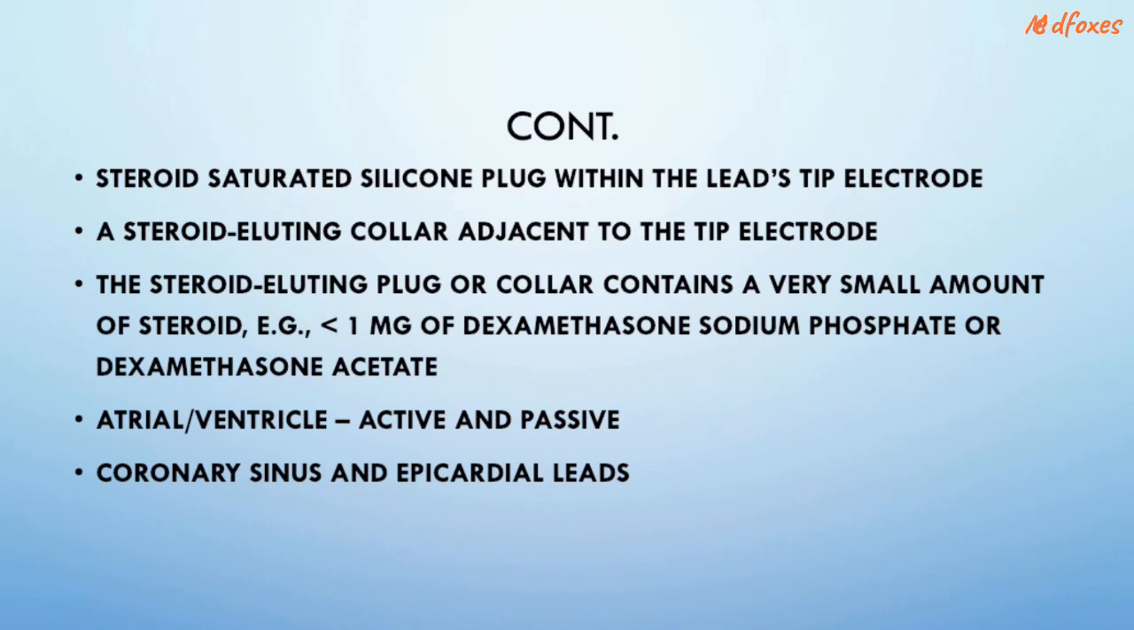Steroid elution significantly minimizes the post-implant pacing threshold increase and peaking that typically occurs with non-steroid eluting electrodes. The steroid eluting plug or collar contains a very small amount of steroid, for example less than 1 mg of dexamethasone sodium phosphate or dexamethasone acetate, which does not have any systemic effect. Steroid elution is available on atrial and ventricular leads with both active and passive fixation mechanisms, and also available in coronary venous or epicardial leads.